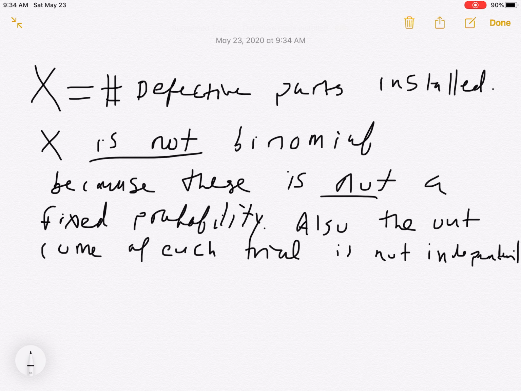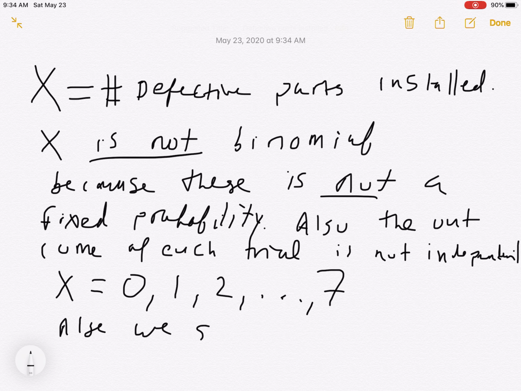So I wanted to also state that the values that x could take on are random. It could be 0 defective parts installed, it could be 1 defective part, 2 defective parts, right? All the way up to, well, we have a sample size of 7, it could be 7 defective parts. So also we sample m equals 7 parts. Okay, so now let's work out the solution here.